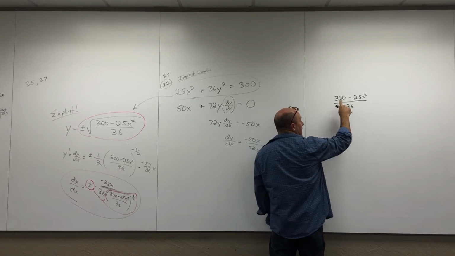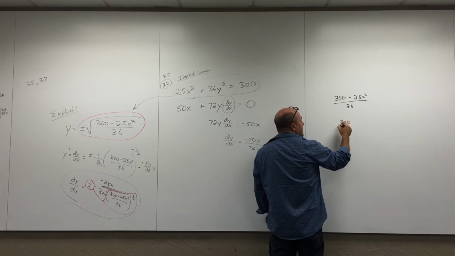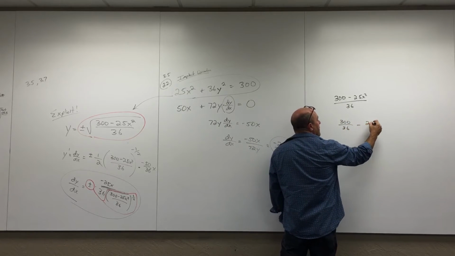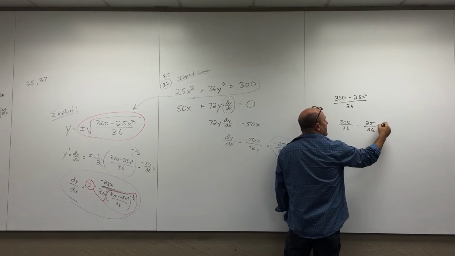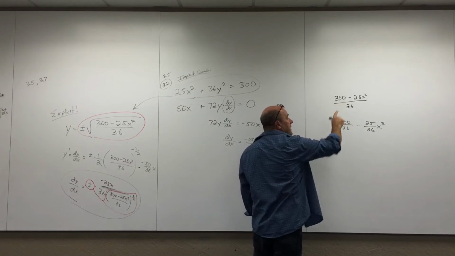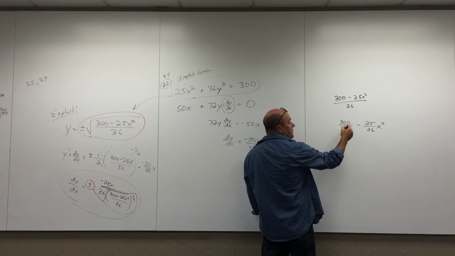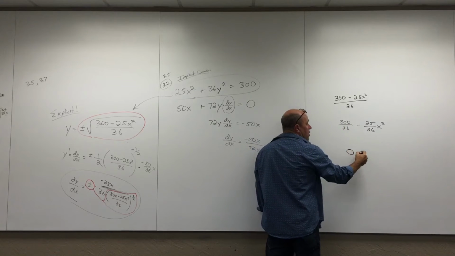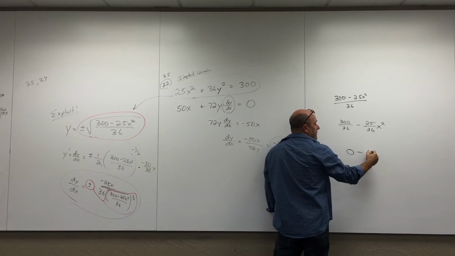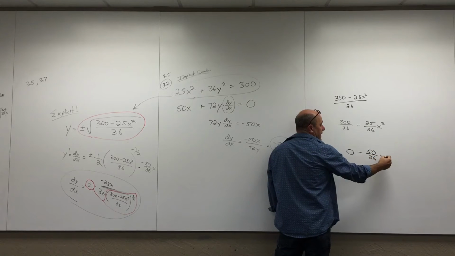Let me just show you how I wrote it, how I was thinking. I was thinking of it as a 300 over 36 minus a 25 over 36. So now I did its derivative. What's the derivative of this? 0. What's the derivative of this? 50 over 36x.